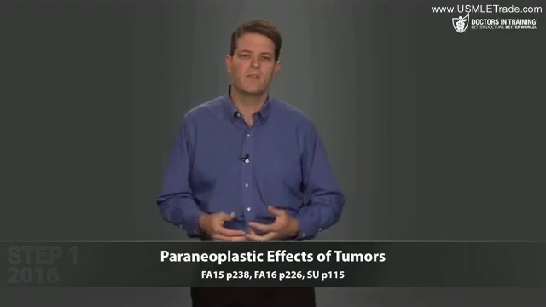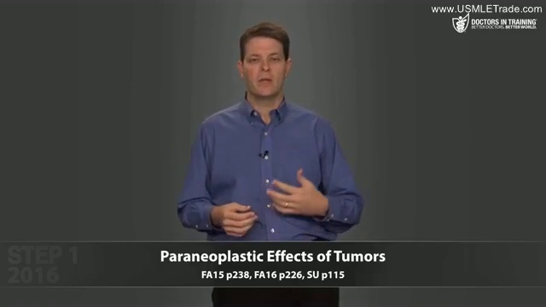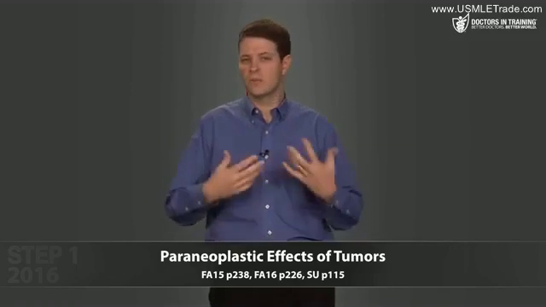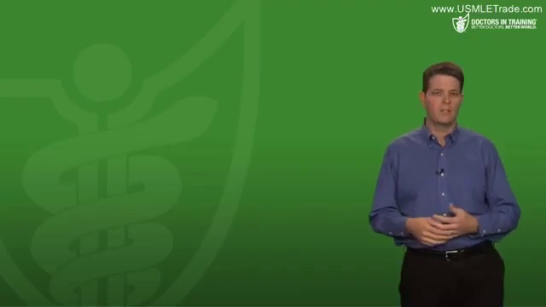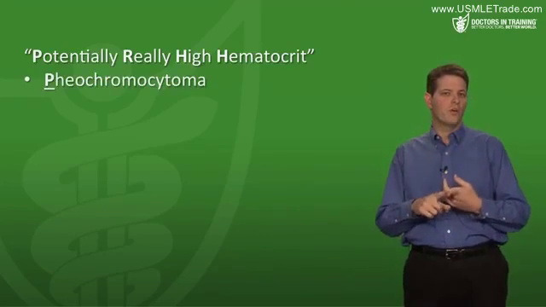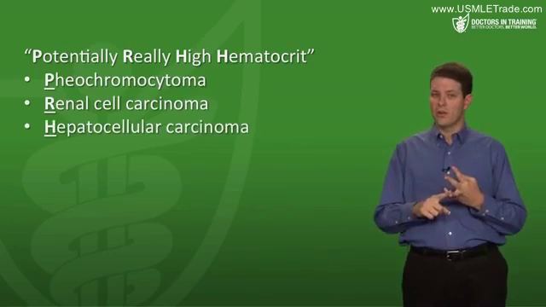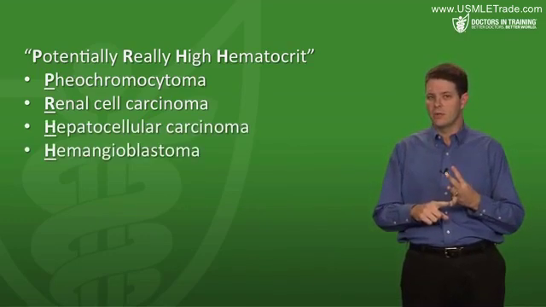And then finally, we've mentioned that there are 4 main cancers that can secrete erythropoietin, and that can lead to paraneoplastic polycythemia, increased red blood cell mass. And our mnemonic for these was potentially really high hematocrit. Again, it goes along with what we're trying to remember. So the P in potentially is for pheochromocytoma, then you have renal cell carcinoma, hepatocellular carcinoma, and hemangioblastoma.